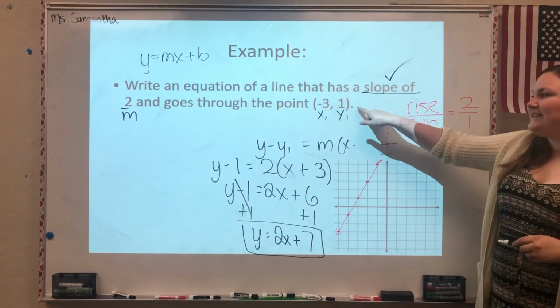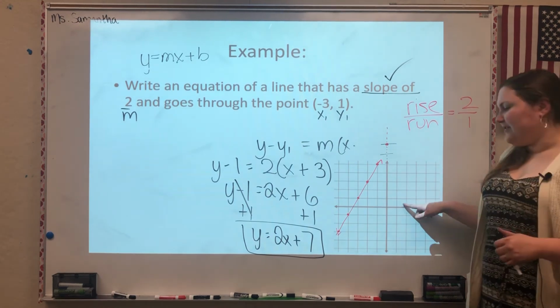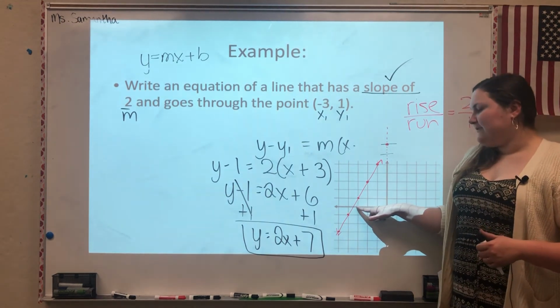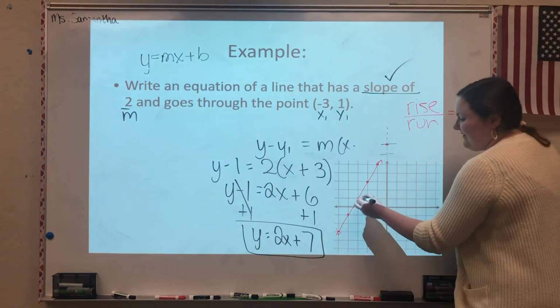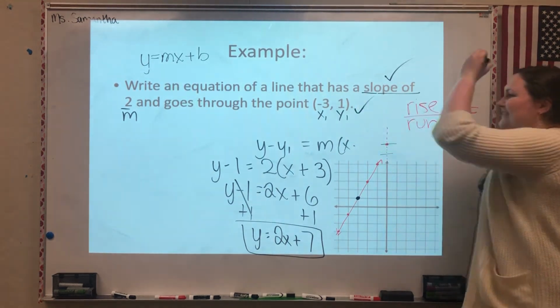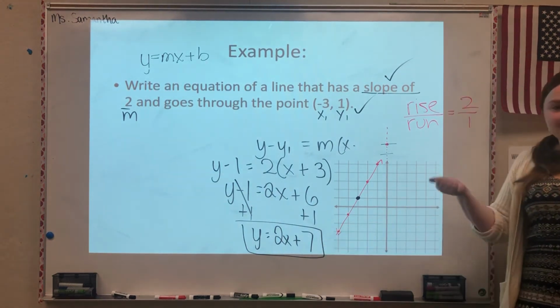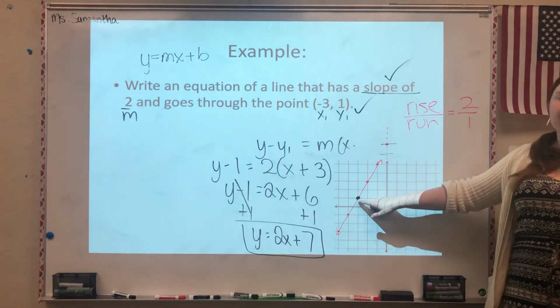What about the point? Does it go through the point -3, 1? Well, -3, 1 is -3 on your x-axis, +1 on your y-axis. That is right here. It does. It goes through that point. So we've got both things. This is the equation of the line that has a slope of 2 and also goes through that point there.